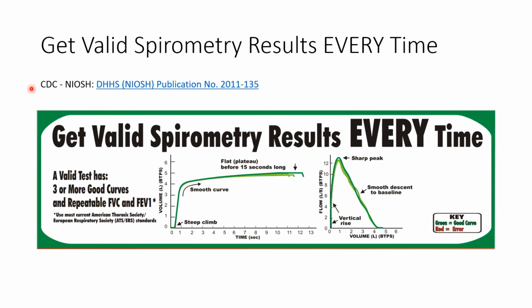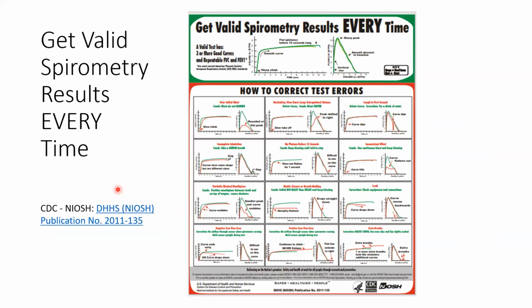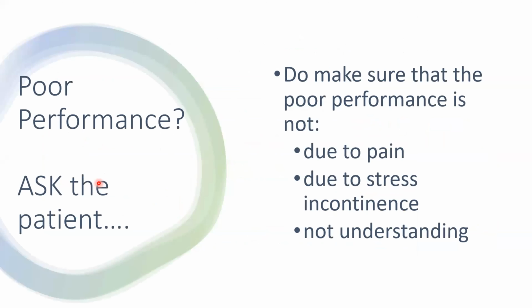All right. The CDC and NIOSH got together to do a publication, and it's to help get valid spirometry results every time. The valid test has 3 or more good curves, and they have a repeatability between the FVC and the FEV1. This is the whole poster. We're going to take a very quick look at each one of these. But before we go there, make sure that you've thought about all the different things that could give poor performance. Is the patient performing poorly because of pain or stress incontinence or not understanding or getting tired out? Keep in touch with your patient. Ask your patient how they're doing.